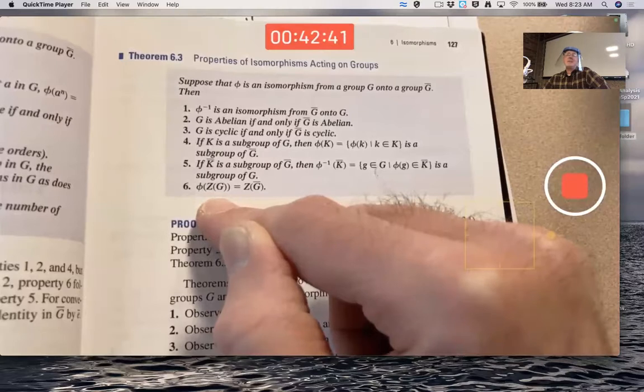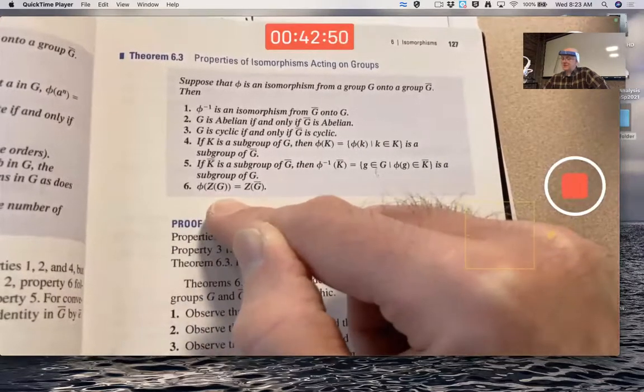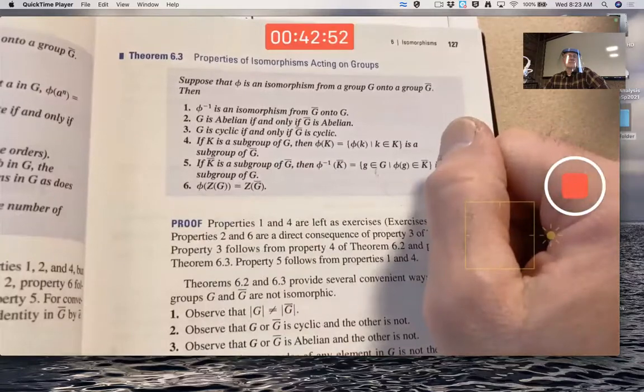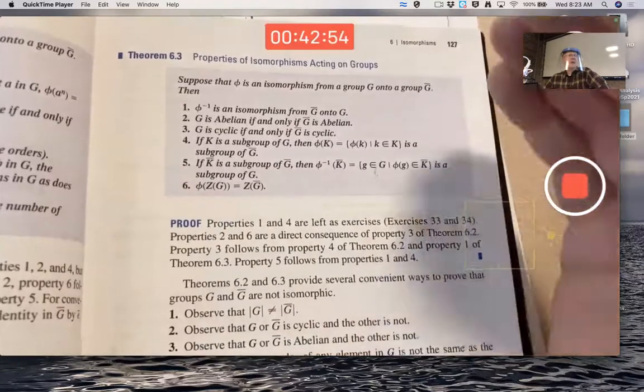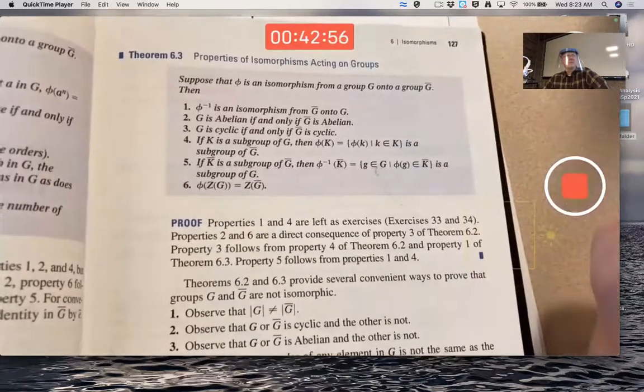The center is the intersection of all the centralizers. There are many centralizers. Their intersection is the center. But phi maps the center of G to the center of G bar. There are actually other things you can say besides these things, but these are sort of the most fundamental properties at the moment.